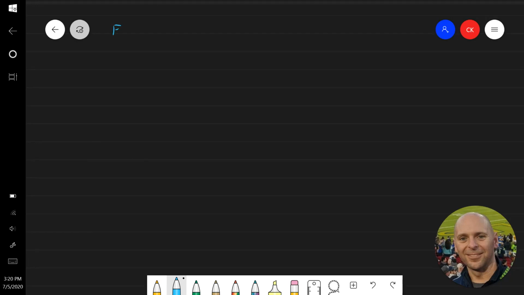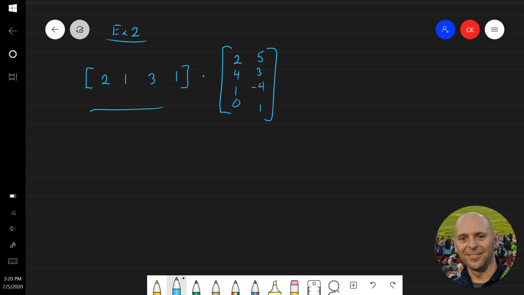Okay, now that we've got a row times a column, let's do a row times two columns and see how that goes. 2, 1, 3, 1. And we're going to multiply that times the matrix 2, 4, 1, 0, going down, and 5, 3, negative 4, 1. So now I've got my row over here, and I've got two columns over here.